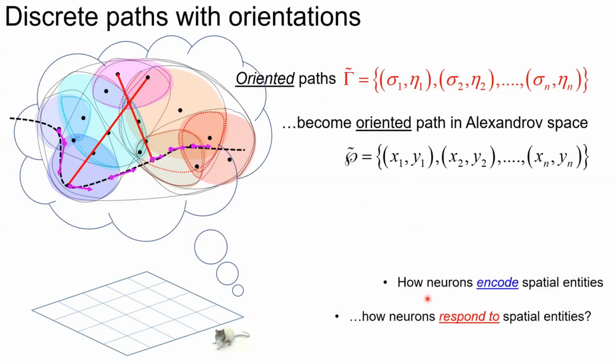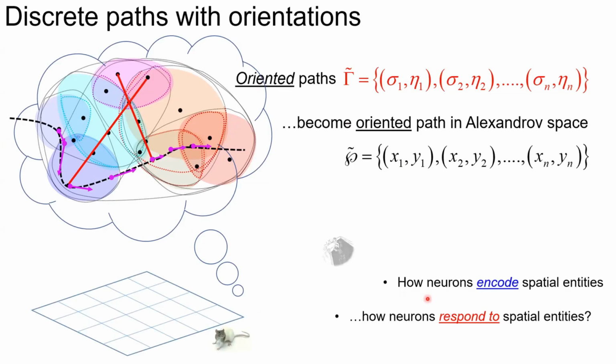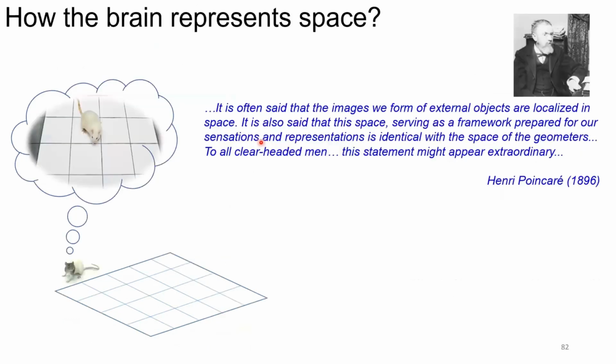So going back to these questions about how neurons encode spatial entities or respond, we can at this point basically get rid of that miracle thing and get rid of the second way of asking the question, and ask more directly that neurons encode spatial entities, and we can say how synthetically they produce those spatial entities, topologically and geometrically. And I would like to bring one more quote from Poincaré in conclusion.